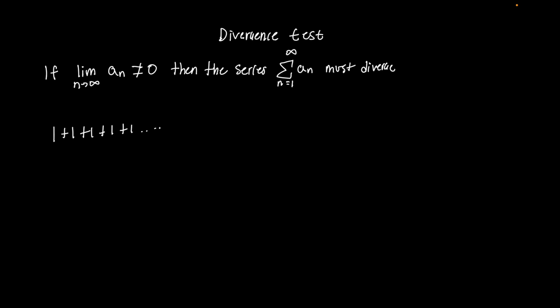Or let's look at this. Let's say we had 2 plus 3 halves plus 4 thirds plus 5 fourths. So as you can see, these terms are getting closer to 1, but not 0. So again, you're still adding like pieces forever, but the total is not going to settle down. So the divergence test is just a really quick test of saying that if the terms themselves don't go to 0, then you stop immediately because the series diverges.